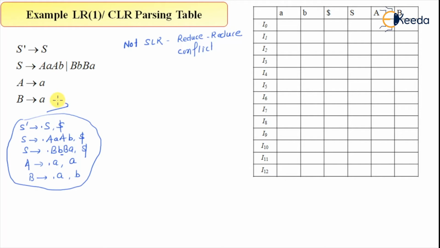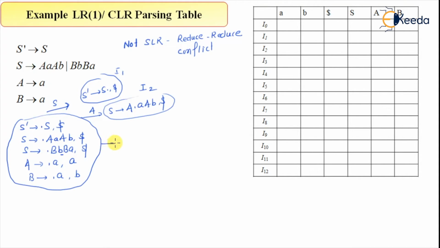Let's start constructing new states here. The goto operation on S will become S' derives S dot, on dollar. On input capital A, this will become S derives capital A dot ab followed by dollar. For this state I will name it as I2, this was I1.